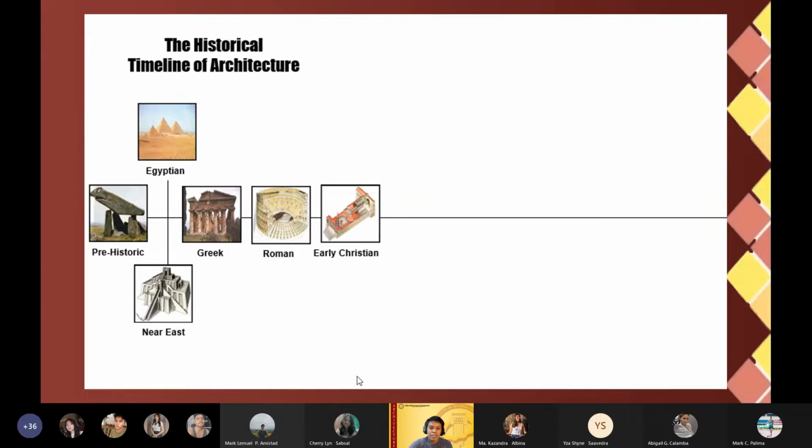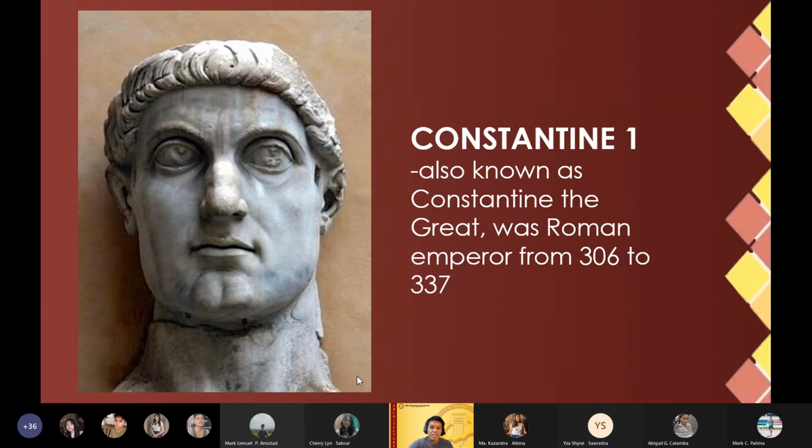The main person I can say is accountable, or one of the well-known at that time, is Constantine I, also known as Constantine the Great. He was Roman emperor from 306 to 337. This is AD, not BC. So again, one of the well-known emperors that brought early Christian architecture is Constantine I, also known as Constantine the Great.